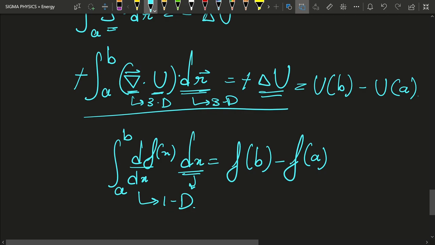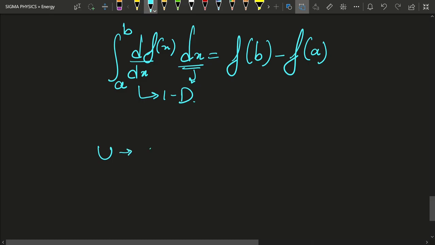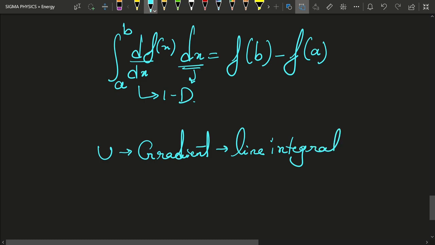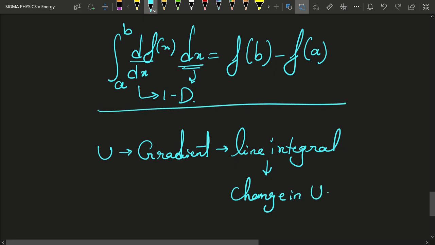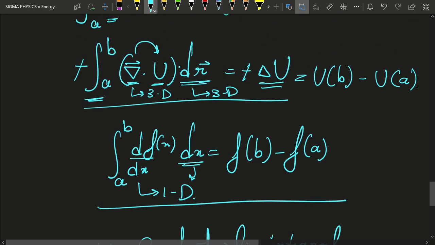So when we first take the del operator, that is when we first take the gradient, and then take the integral, that is a line integral. So when you first operate u with a gradient, and then you take the line integral, it gives you the change in u, similar to what we have over here in one dimension. And hence, you can easily see that this gradient is nothing but derivatives in three dimensions.